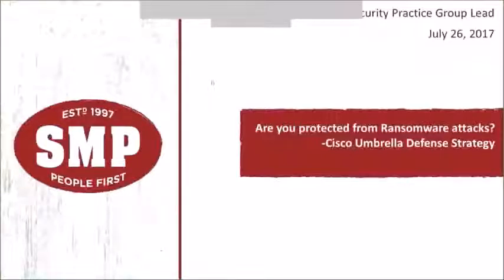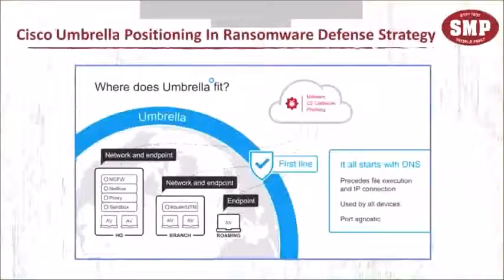so that we ensure that everyone is level set on the positioning of Cisco Umbrella and what Cisco Umbrella does for us and the threat landscape, and specifically against ransomware attacks. So if we look at the positioning of Umbrella within Cisco's ransomware defense strategy, as we can see, Umbrella is a cloud-based service, and our primary objective and strategy with Umbrella is DNS layer protection.